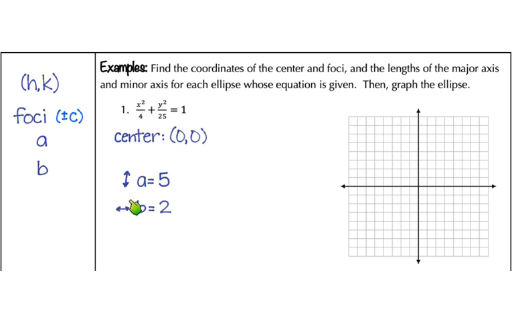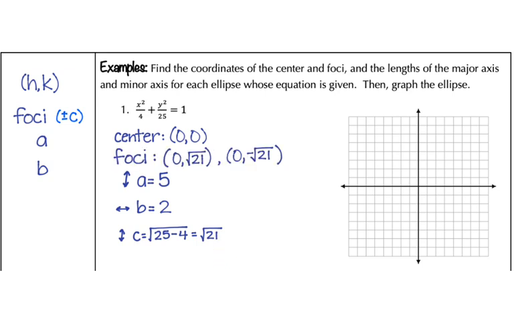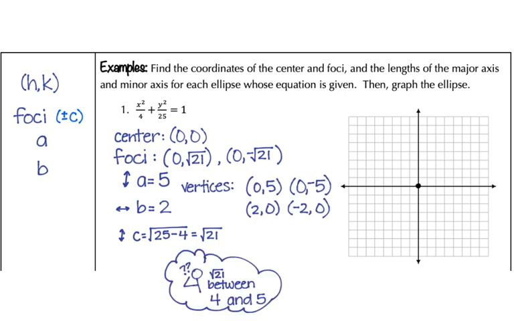And I did this just to remind myself, I'm going to go from the center up 5 units and then down 5 units. And that's when I will have my vertices, my major vertices. And from the center, I'm going to go left and right 2 units to find my minor vertices. To find my foci, I'm going to go up and down the square root of 21 from the center. And I think of the square root of 21, which is between 16 and 25. So I know I don't need to know the decimal. I don't need to pull out my calculator. I just say this is somewhere between 4 and 5.